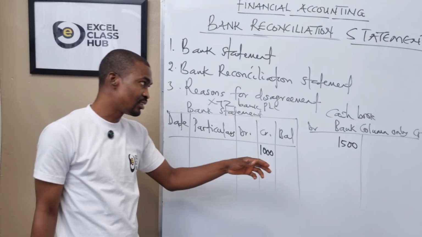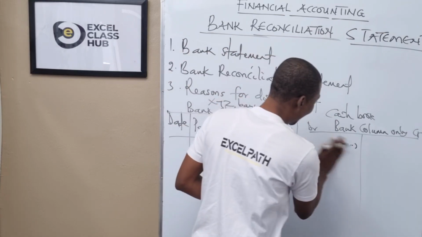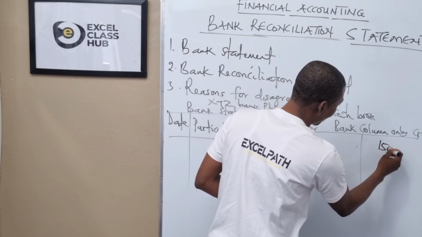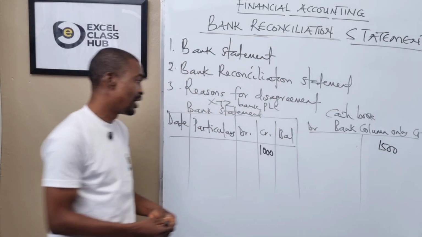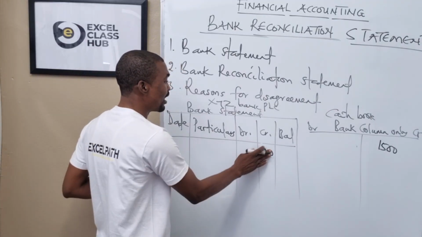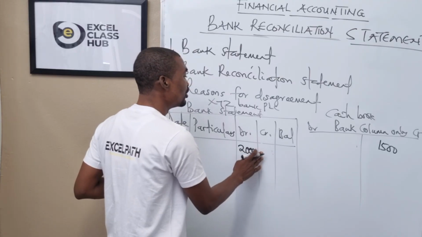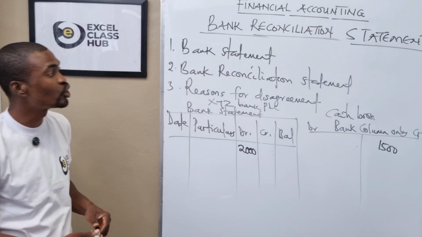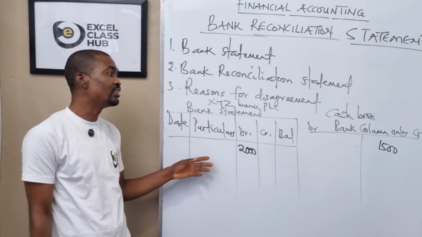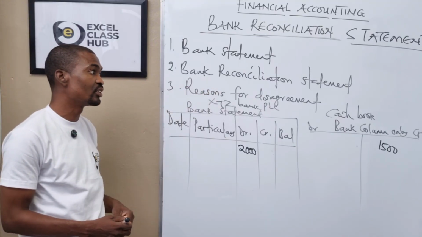The bank statement is telling you that the money you have in your account is a credit balance of 1,500, whereas in your cash book it is a debit balance of 2,000 naira. So there's a difference. What you prepare to reconcile the bank statement and the cash book is called the bank reconciliation statement.